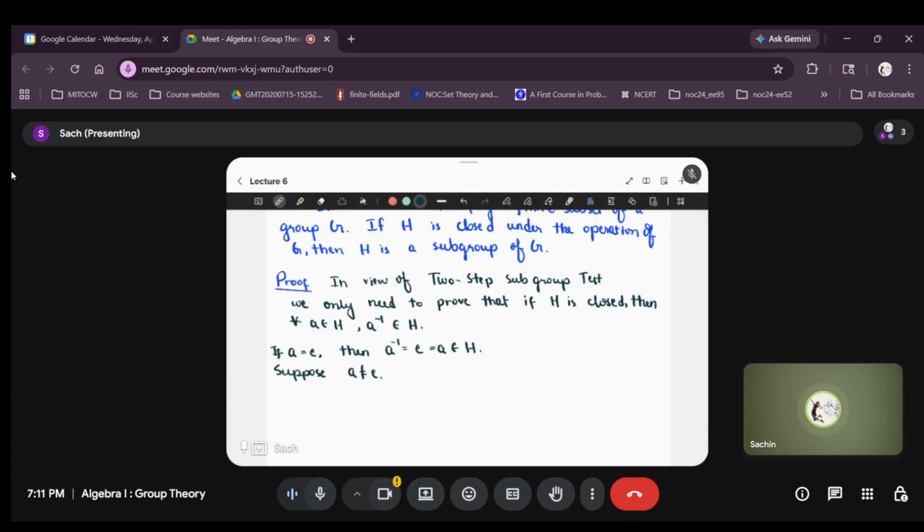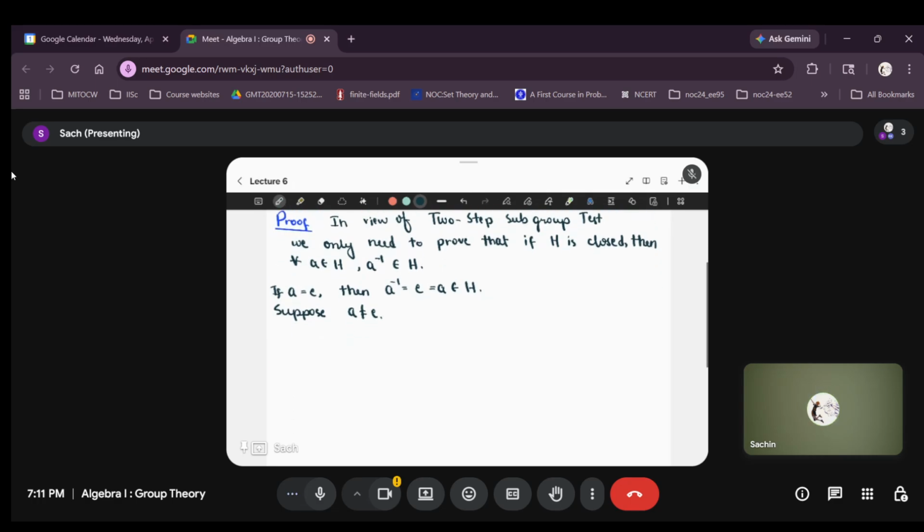Then the way we use finiteness of the set is this way. We take all the powers of a. So we consider the sequence a, a squared, etc. By closure, all these elements are in H.